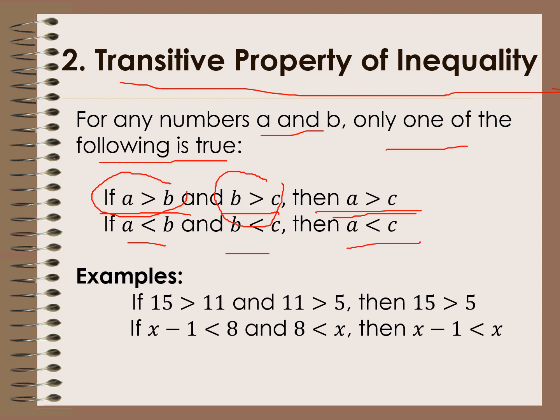Let's have an example. If 15 is greater than 11, is it correct? Yeah, it's correct. In trichotomy, is 15 greater than 11? Yes. And if 11 is greater than 15, is it also correct? Yes, 11 is greater than 15. What is your A here? Your A is 15 and your B is 11. So if A is greater than B and 11, which is your B, is greater than your C, and what is your C? It's 5. So let's check.